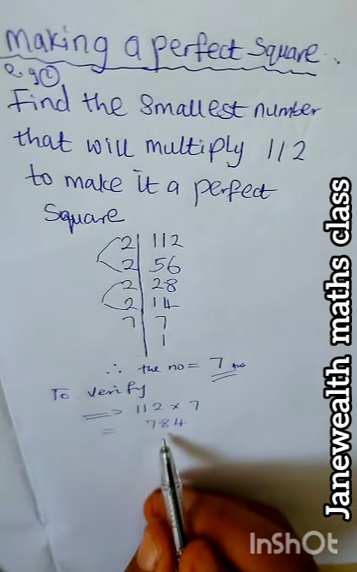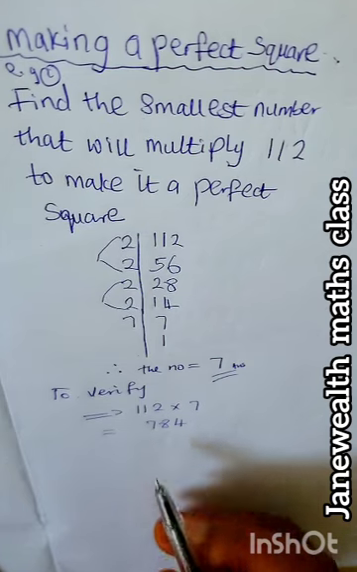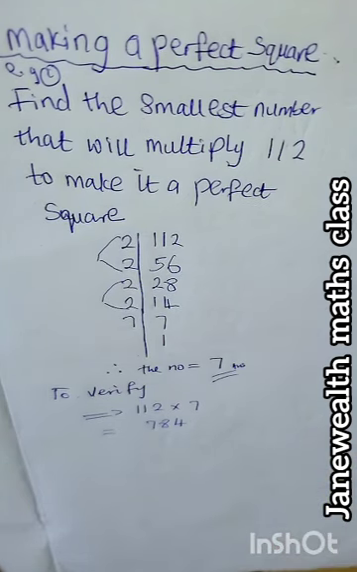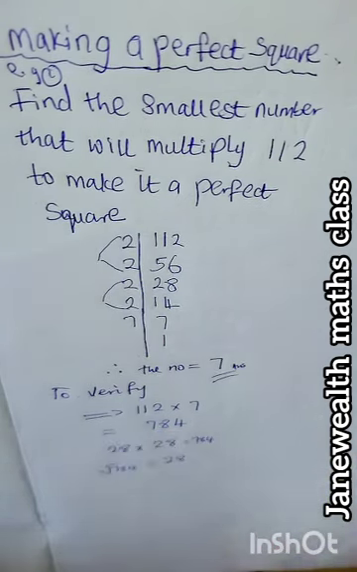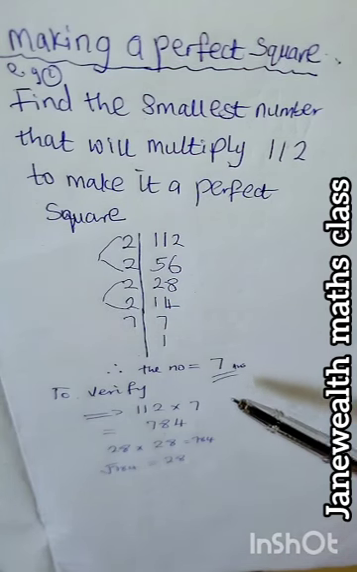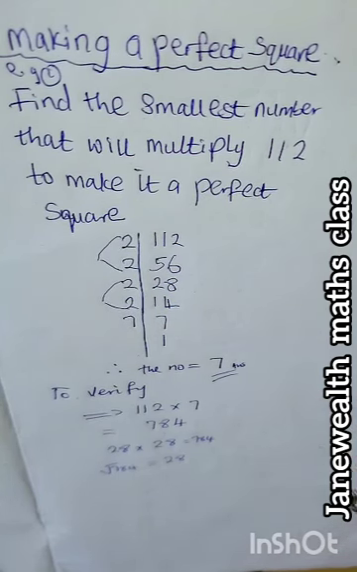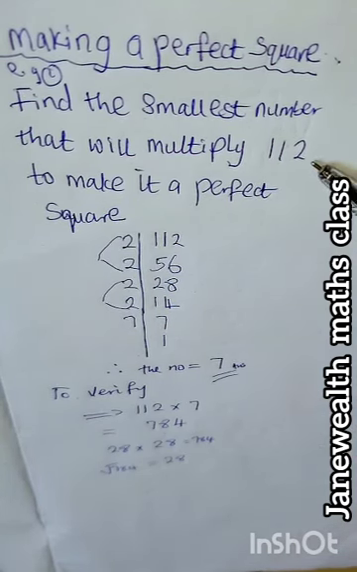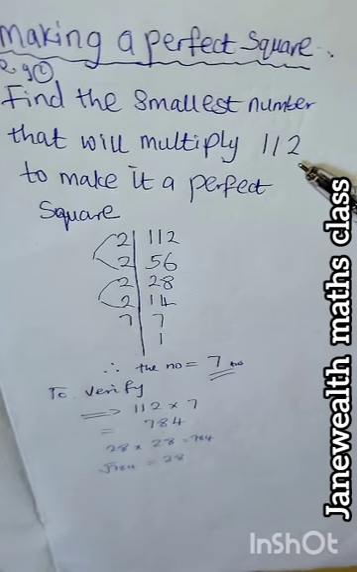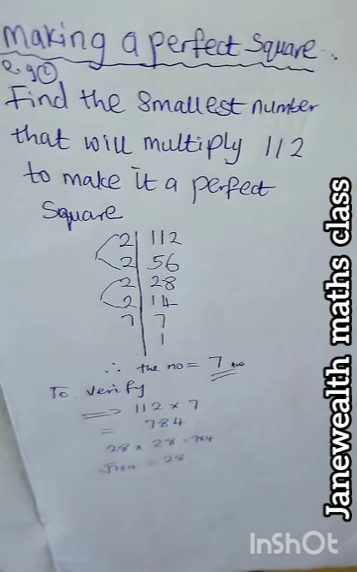If you want to know whether it's a perfect square, you look for the square root of this. You will see the 2 numbers that you can times to get this particular number. Remember that our answer is 7. So 7 is that smallest number that can multiply 112 to make it a perfect square.